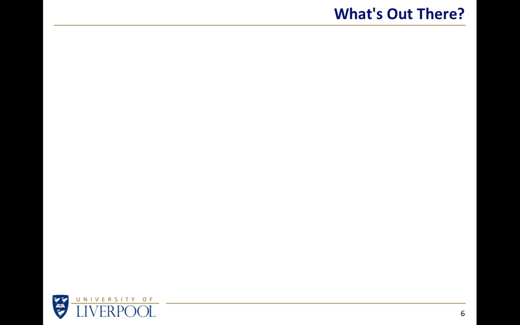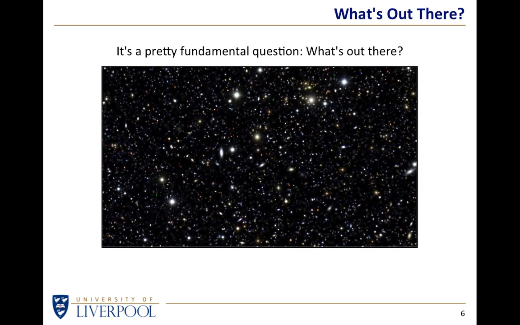So we can ask ourselves the question, being astronomers, we tend to ask this question all the time. What's out there? It's a pretty fundamental question. And when we look into the night sky, either with our naked eye or with telescopes, we see a whole shed load of stuff out there, loads of stars, loads of galaxies. And the bigger telescopes we have, the more we see.